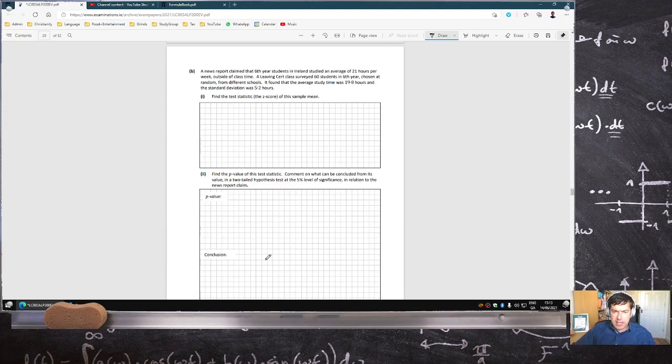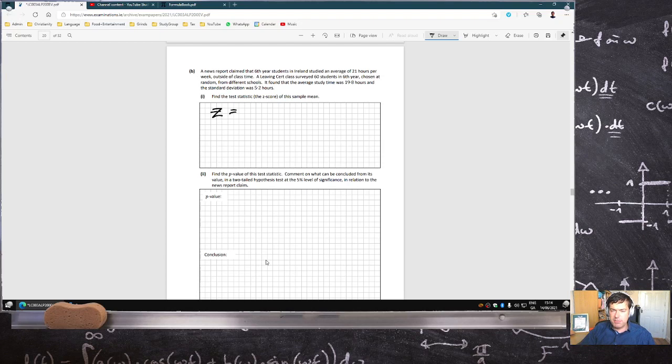A news report claimed that 6th-year students in Ireland studied on average 21 hours per week outside of class time. Surveyed 60 students in 6th year, chosen at random, found that the average was 19.8. The standard deviation was 5.2. Calculate the test statistic, the Z score, for this sample.